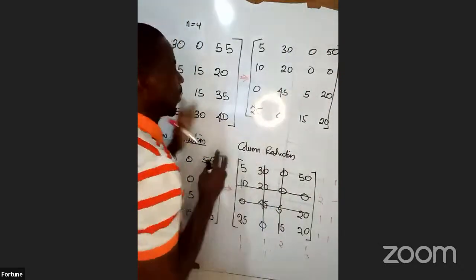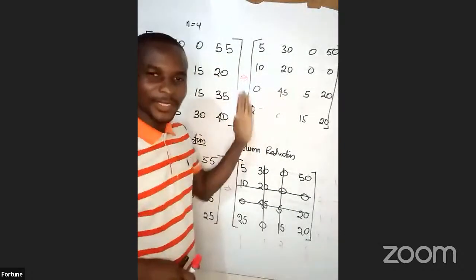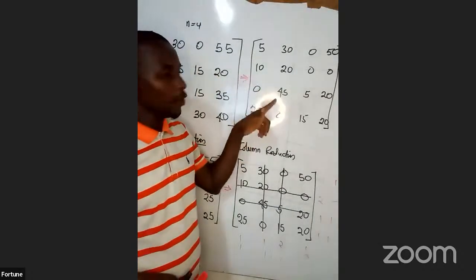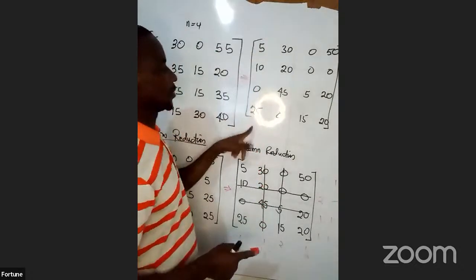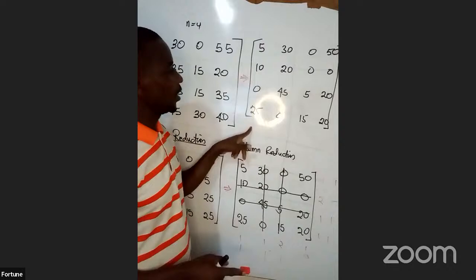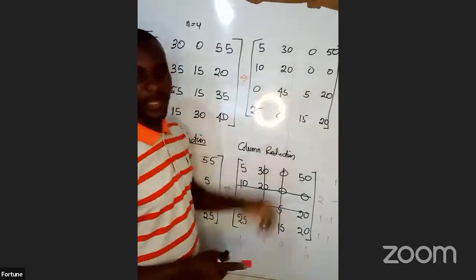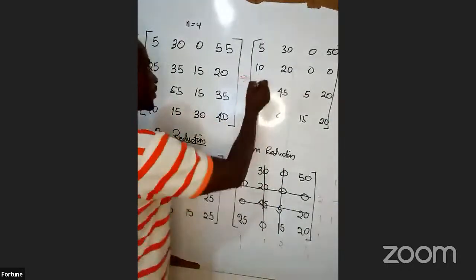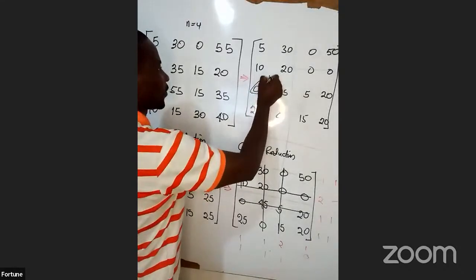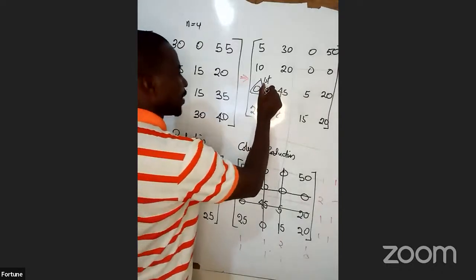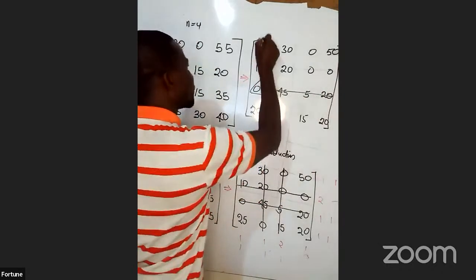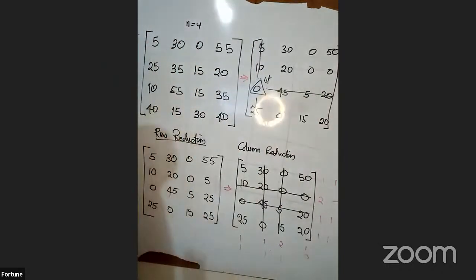Look for a 0 that has just one in its row and column. Like this, for instance, this 0 has just one in its column, and if you look horizontally, there's no other 0. So we can assign this first. Once you assign this, it means that you have to strike out everything here. Cancel out.